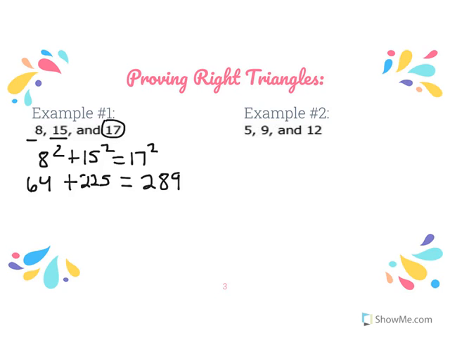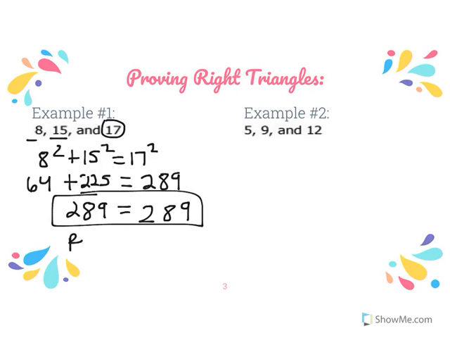So we now just have to add 225 and 64. When we add those two, we get 289, and we see that the left side of our equation now equals the right side of our equation. So since they actually equal each other, this means that we do have a right triangle. So let's go ahead and test out our next one.